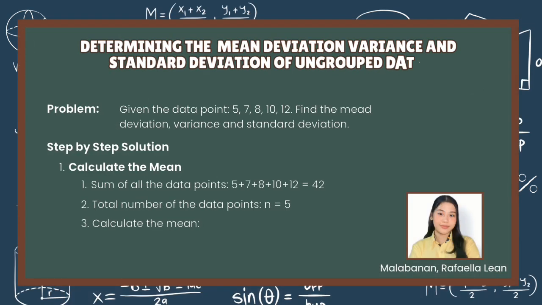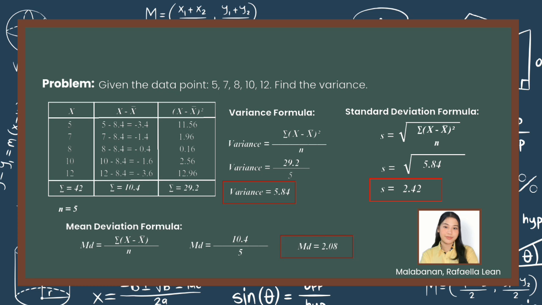Let's proceed in calculating the mean deviation, variance, and standard deviation. First, we need to calculate the mean. The formula for the mean is equal to the summation of x divided by n, or the number of the data points. This means that we need to add all the data points and divide it by the total number of values. Let's add them all together.